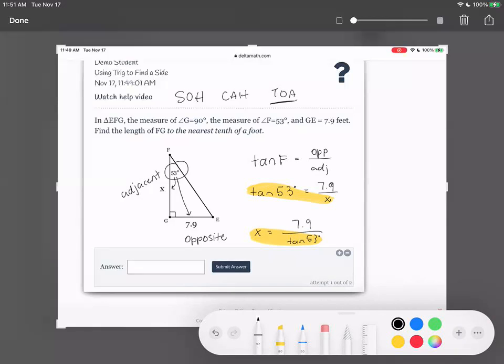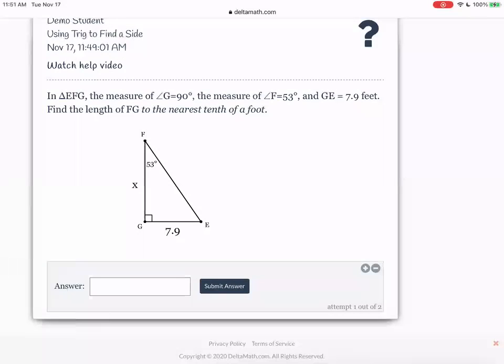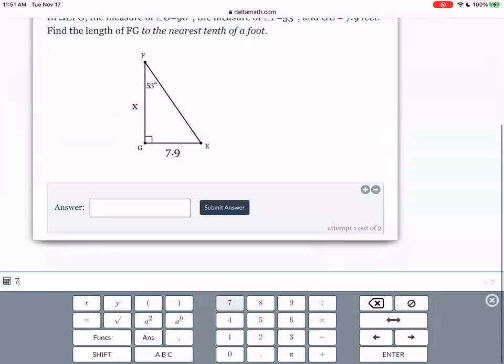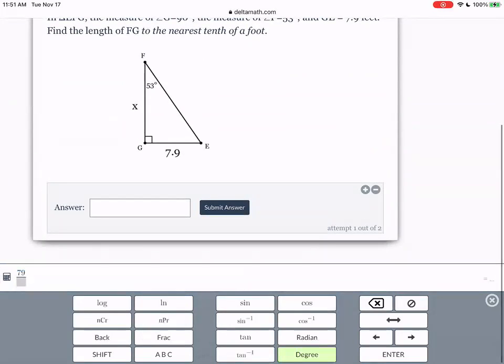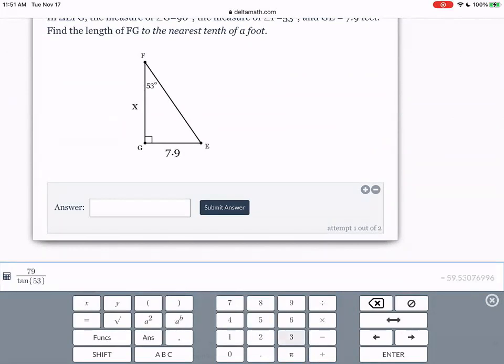Okay, so I'm going to go type it in. And we got x is 7.9 over tangent 53. Okay, that's not 7.9, that's 79. Give me a second. There we go, 7.9 over tangent 53. And then we want it to the nearest tenth of a foot. So we look at two numbers, 5.95. So that last 5 is pretty big, which means we need to round up the 9. So instead of 5.95, it's going to be 6.0. Are there any questions on this one?